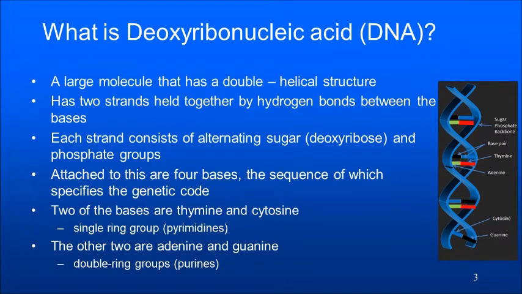Two of the bases are thymine and cytosine, a single ring group called pyrimidines. The other two are adenine and guanine, and they form the double ring group called purines.